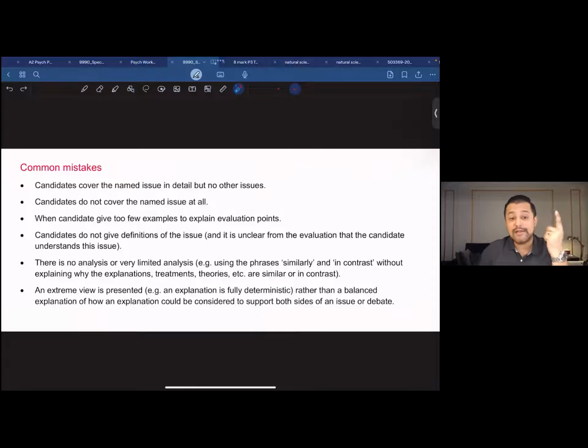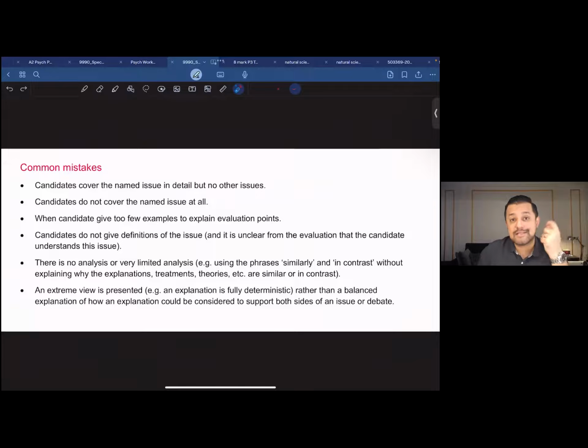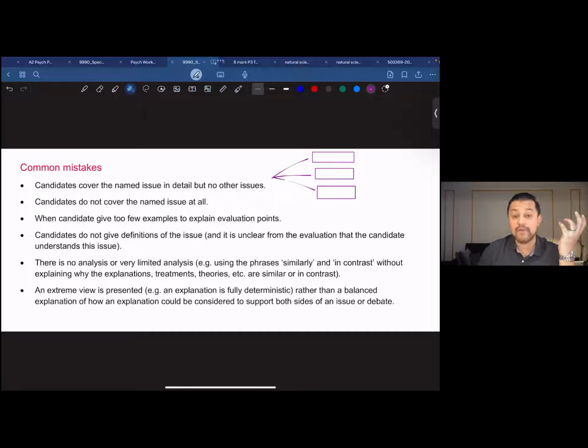Number one, candidates cover the named issue in detail, but no other issue. Now, taking you back to the question, remember this says include a discussion of individual and situational explanations. That, in other words, means along with discussing individual and situational explanations, there are other issues that you are expected to bring in too. Ideally, 3 issues. Now, this is what I'm talking about. You evaluate in terms of the named issue, and then you evaluate in terms of a second issue, and then you evaluate in terms of a third issue as well. So let's just say this is a named issue, a second issue, and then the third issue.